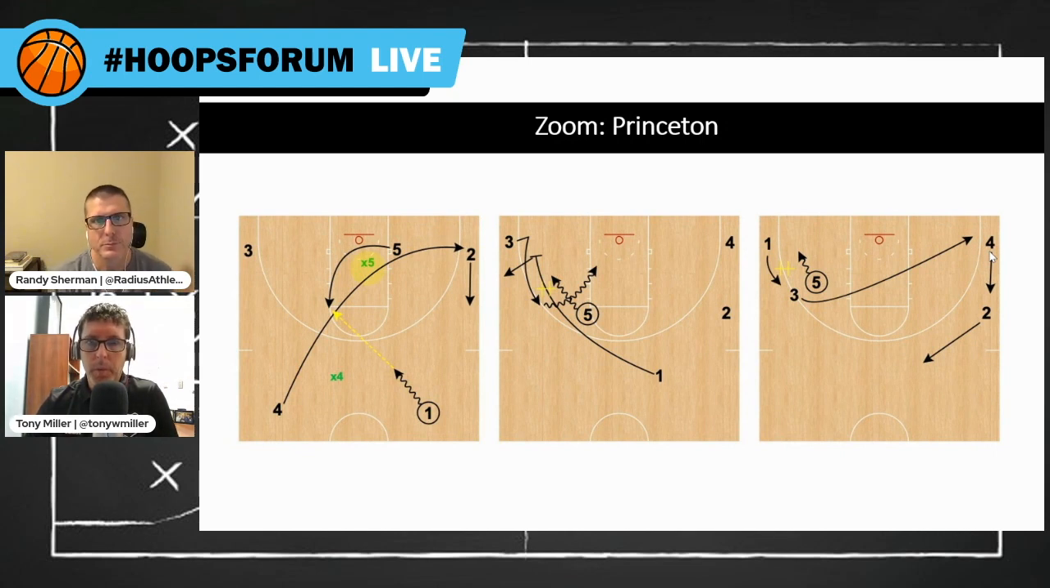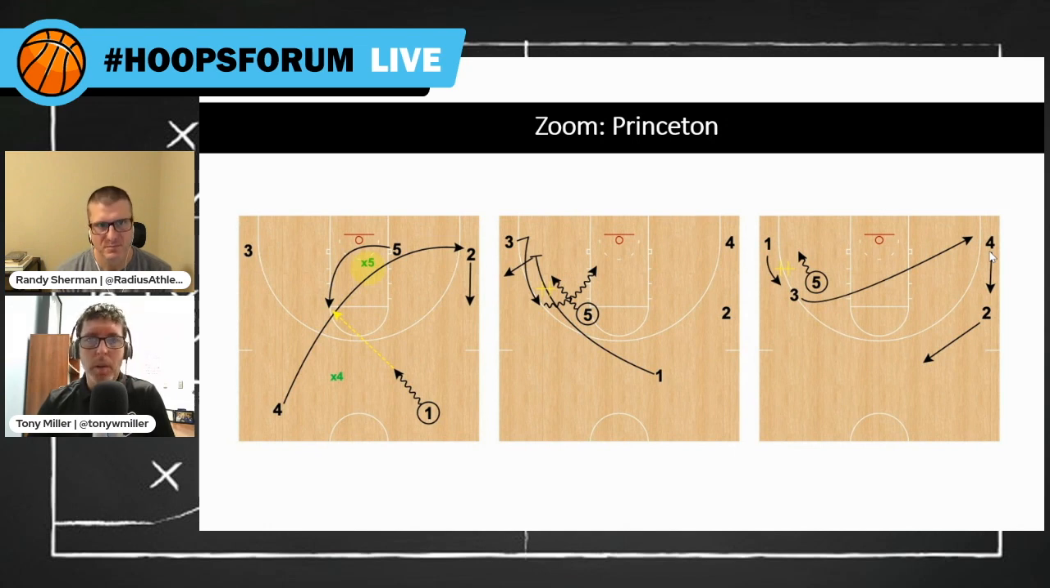I think the similarity between the stagger and the zoom actions is you're not married to the first thing, like if it doesn't work, we're in trouble. With the stagger, you can set that second pin down that gets you something else. With this one, yeah, they come, the first handoff's not there.